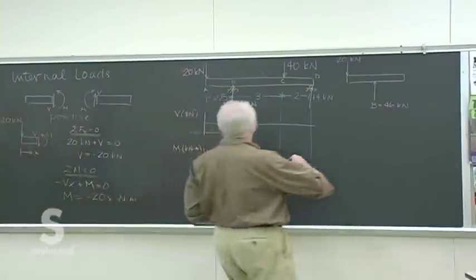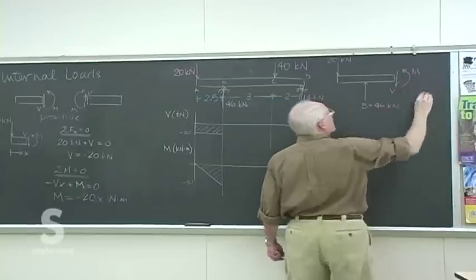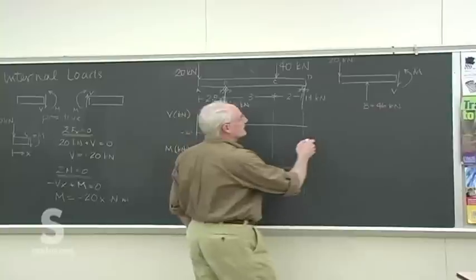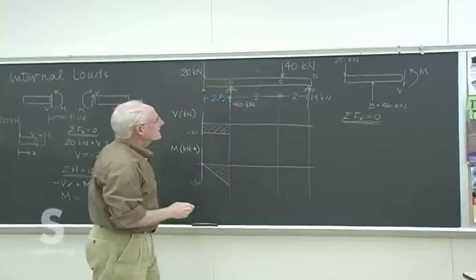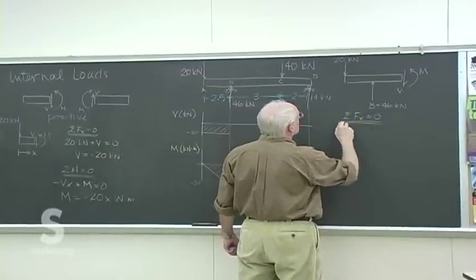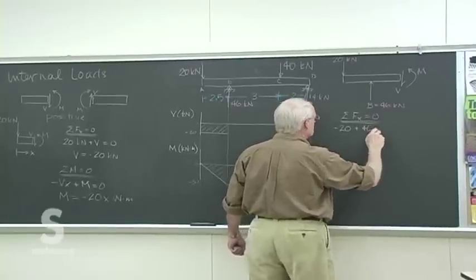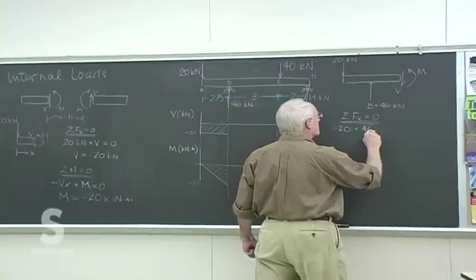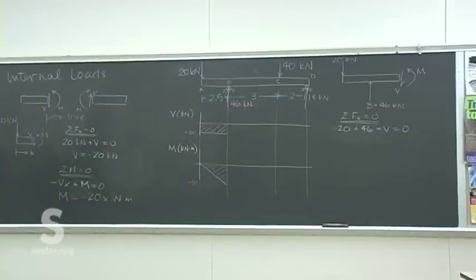All right, so we need to figure out what the internal loads are. Draw them in as positive every time. Then when we solve for them, we'll get the direction. We'll get the number we have to plot straight away. So summing for the shear there, the internal shear, we've got 20 down, 46 up, and plus B. I'm not as used to doing it this way, so I gotta double check.